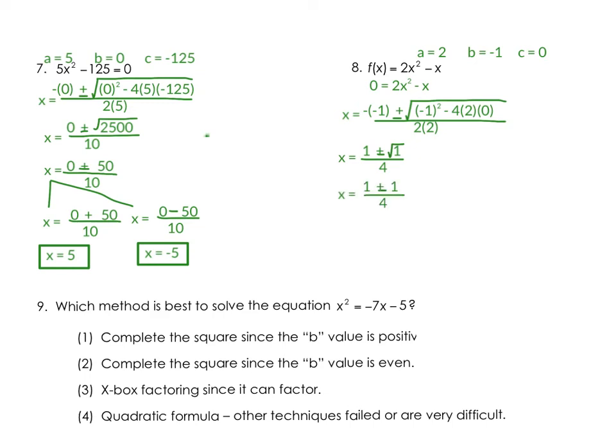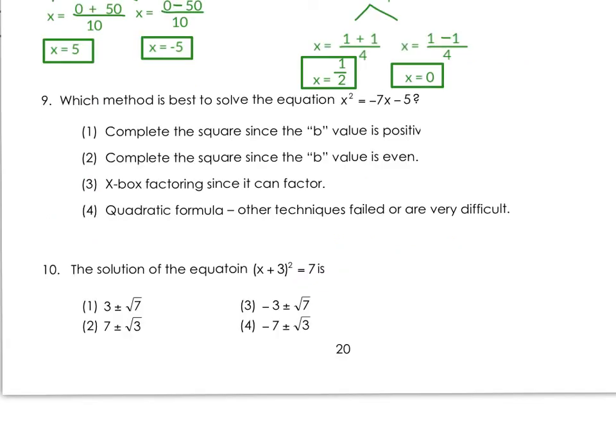1 plus minus 1 over 4, which comes to two answers. 1 plus 1 is 2, 2 divided by 4 ends up being 0.5 or 1/2. Then 1 minus 1 is 0, 0 divided by 4 is 0. And those are my two answers, x equals 1/2 and x equals 0.